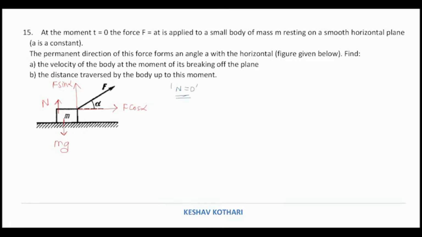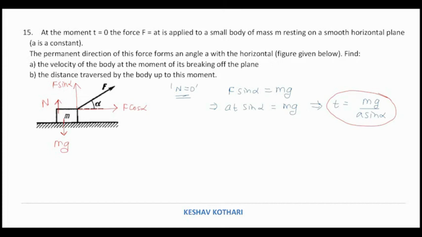And if the normal reaction force is becoming 0, then F sin alpha is balanced by mg in the downward direction. Now I can write that F is equal to At, so At sin alpha is equal to mg. So from here the time it will break off the plane can be written as mg upon A sin alpha. So this is the time when it will lose contact with the ground.